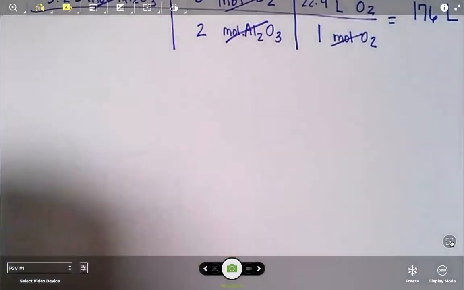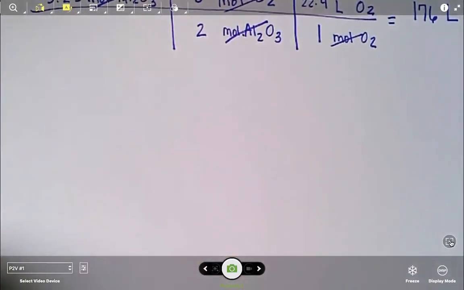You're going to have to use a mole ratio, right? So you go from mass to moles, then use the mole ratio to get to moles of the other thing, and then back to mass of the new thing.